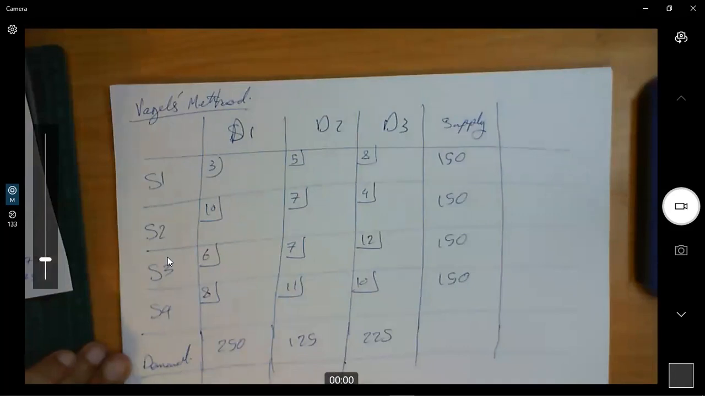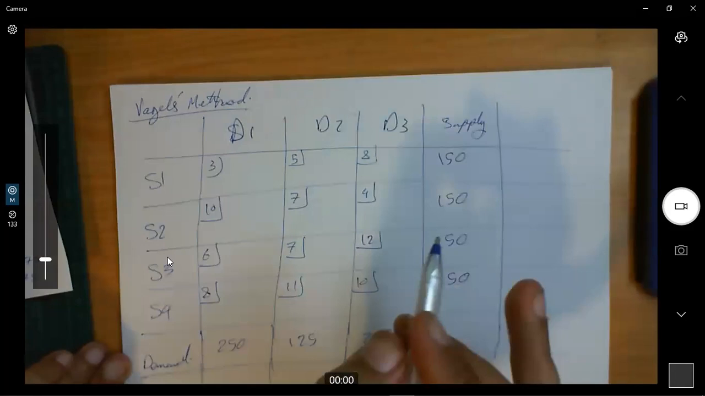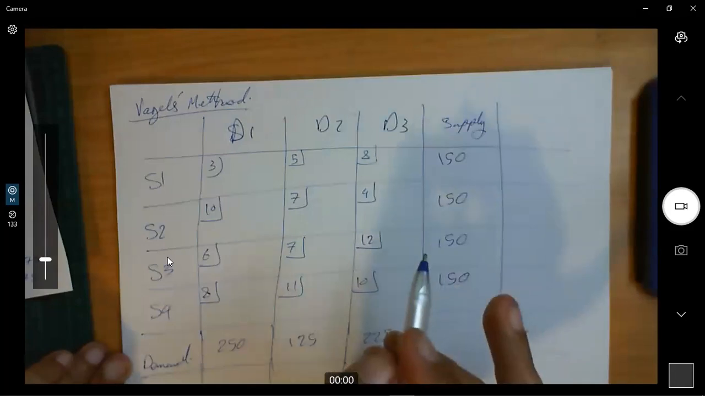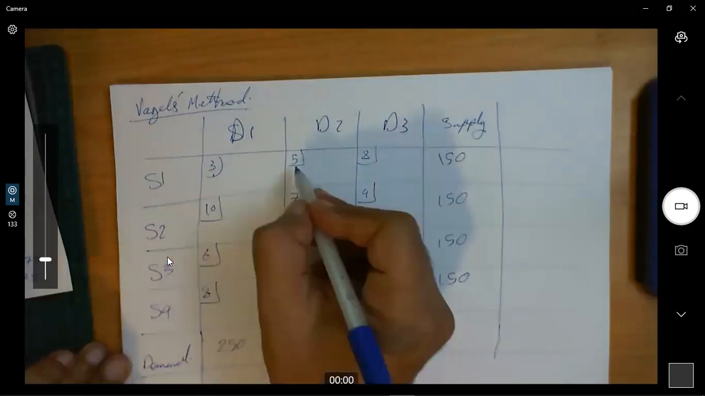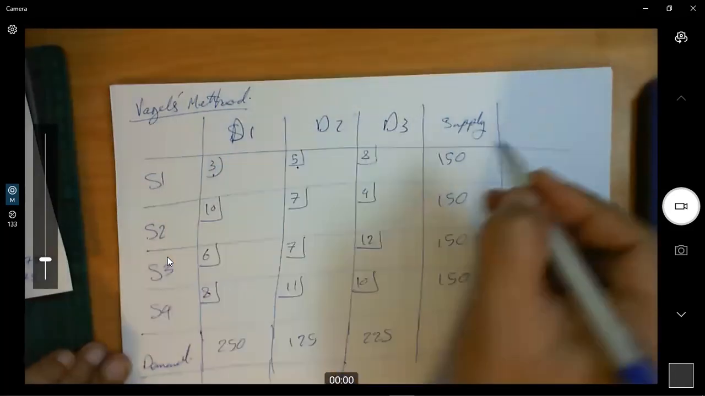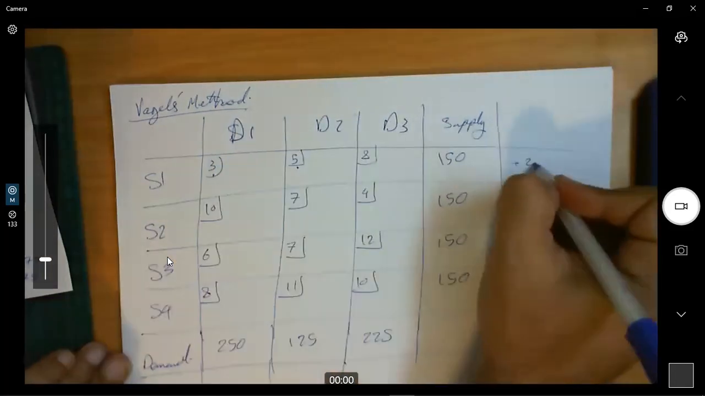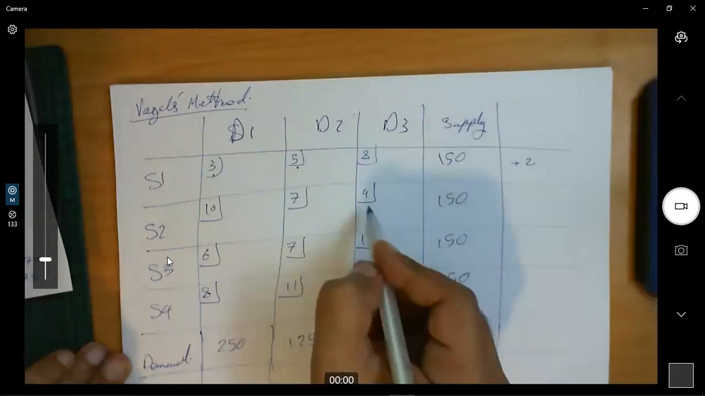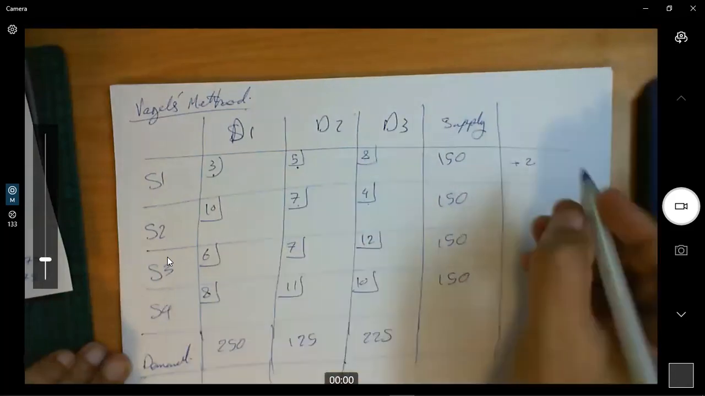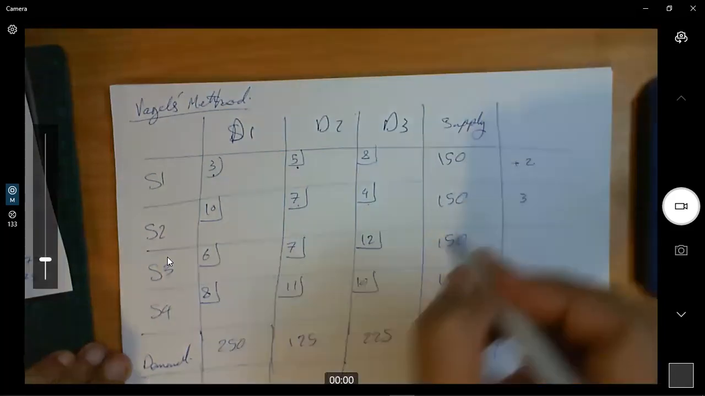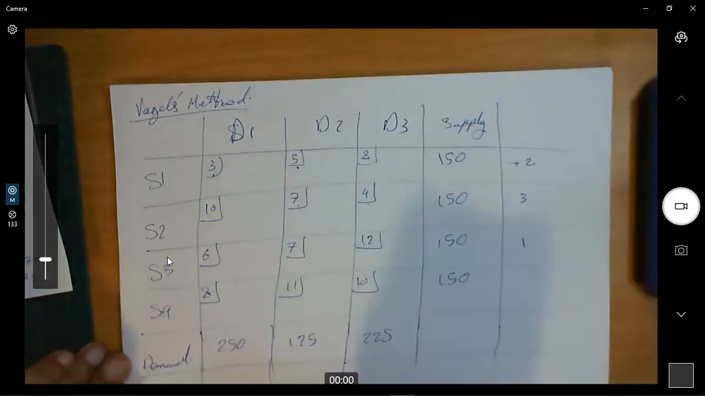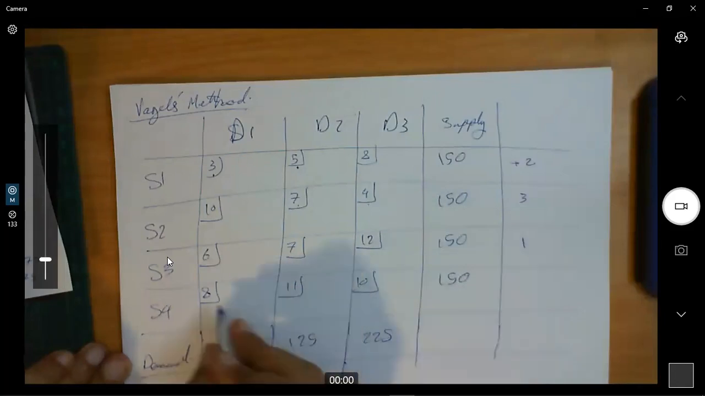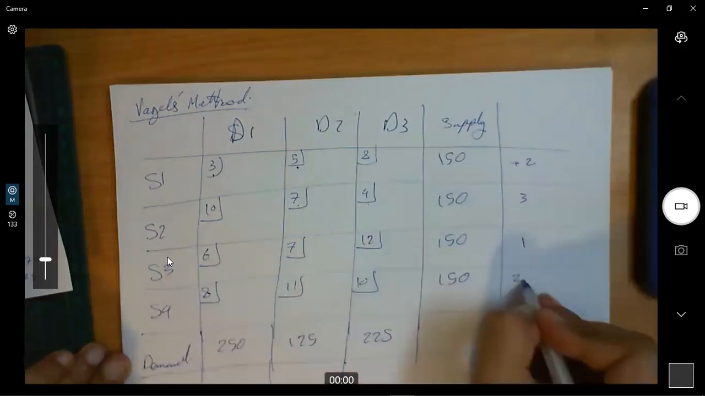So what does it tell us here? Put the difference between the minimum and the next minimum. Here the minimum is 3, the next minimum is 5, so plus 2. Here the minimum 4, and the one after it? 7. So 3. Here 6 and 7, 1. Here 8, 10 and 11, 2.